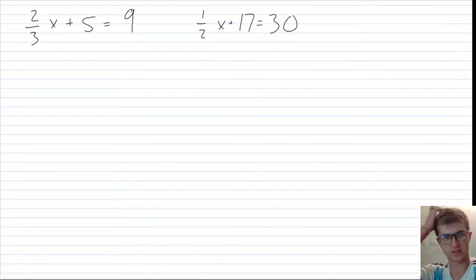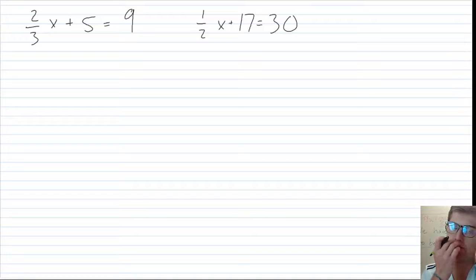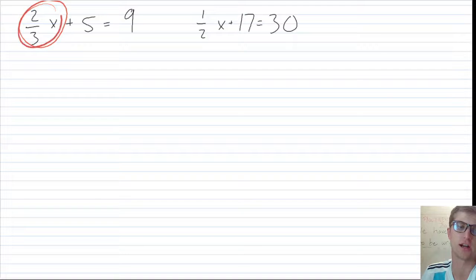Alright. 2 over 3x plus 5 equals 9. This is another situation. We've done problems like this before. When the fraction is just on our x term, we really don't have to worry about it so much. But we can still do fraction clearing if that's what you want to do. I can do this one both ways if you want, but we'll do fraction clearing first.